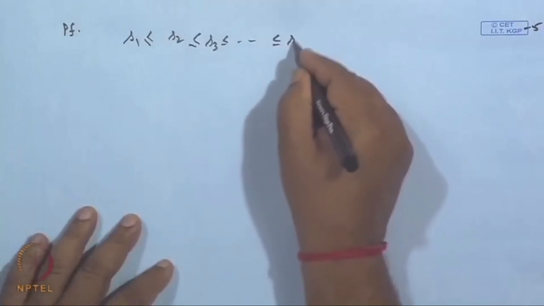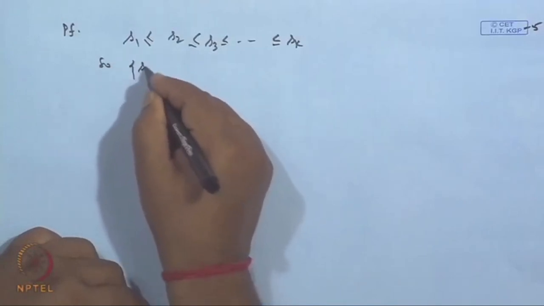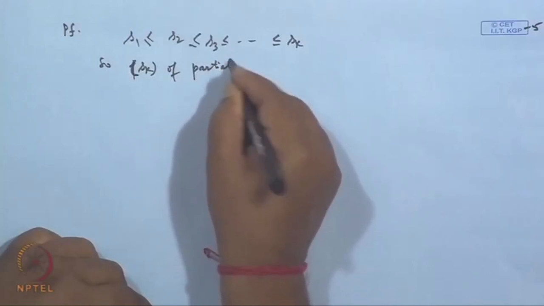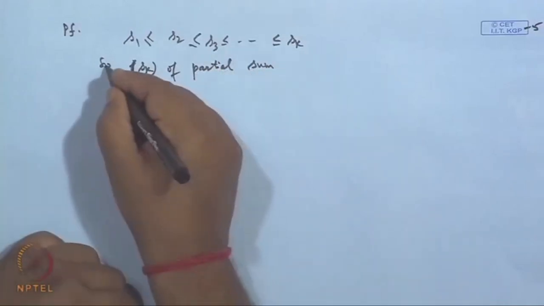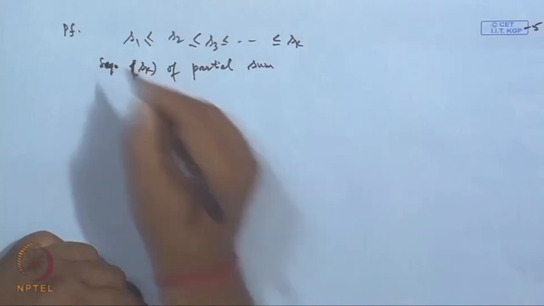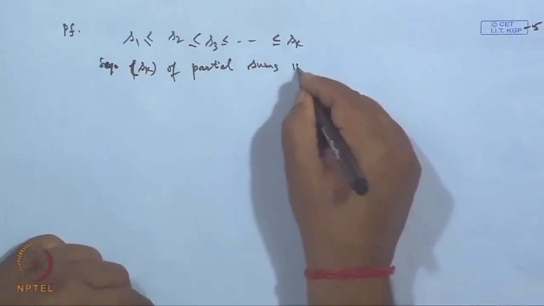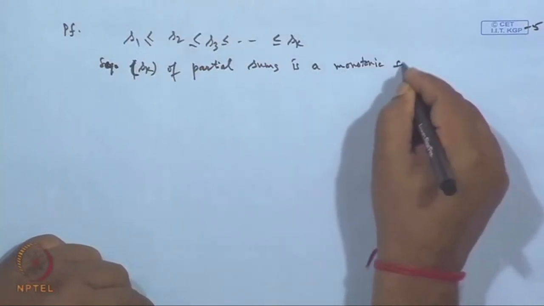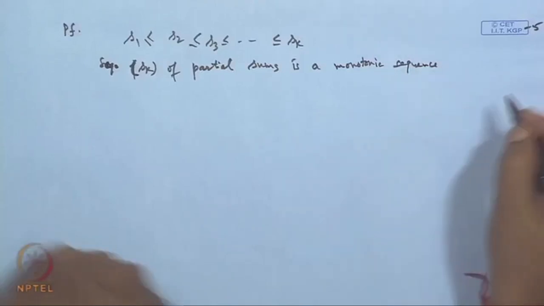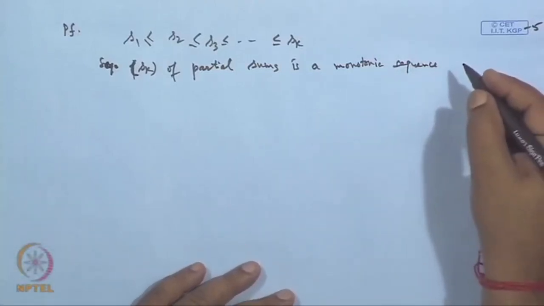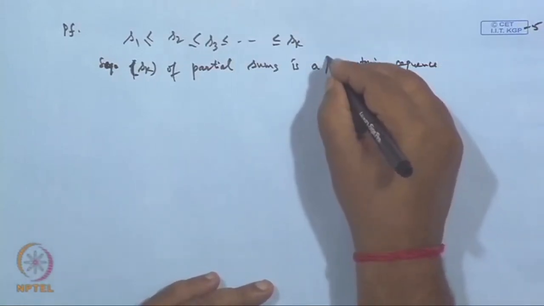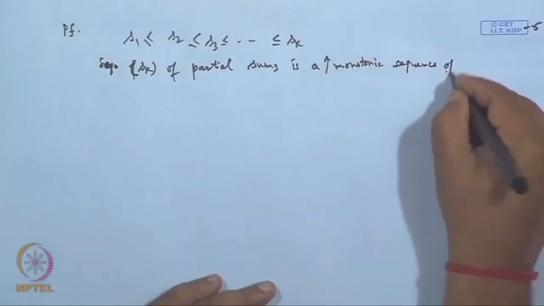So what we are getting is that the sequence of partial sums is a monotonic sequence, an increasing monotonic sequence of real numbers.